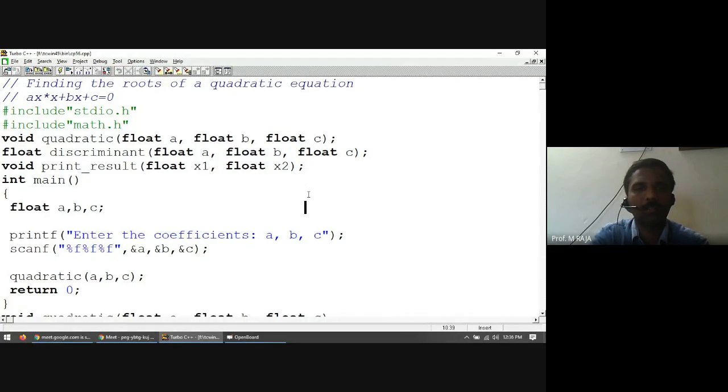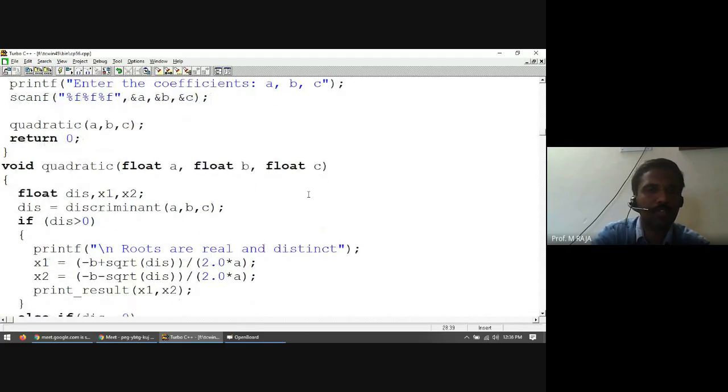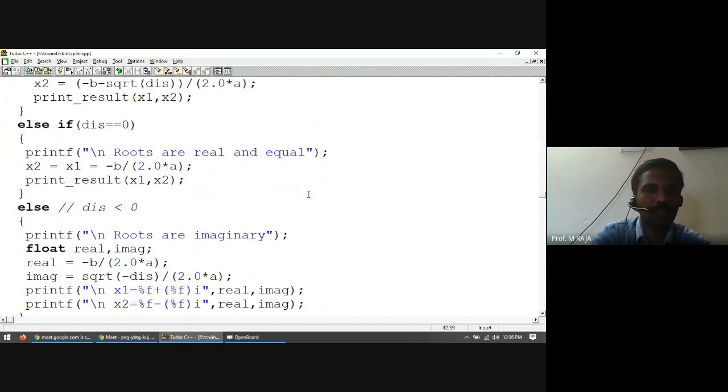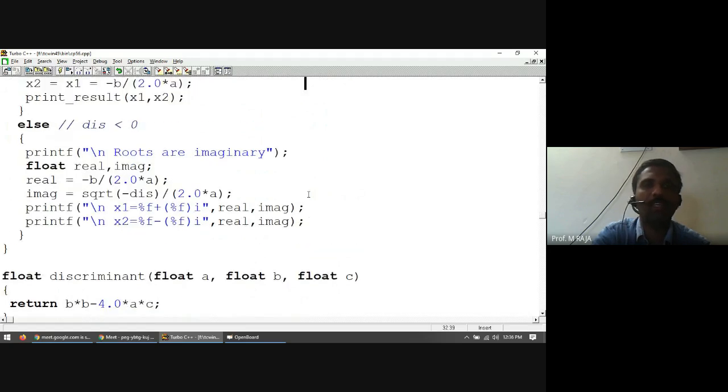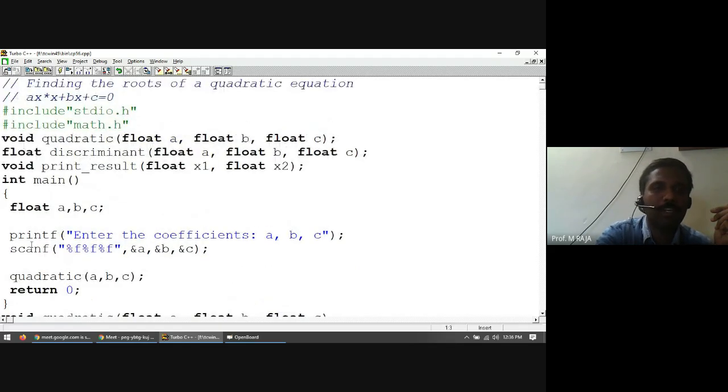Have you missed any other things? Discriminant x1, x2. Okay, real and image are locally declared here. x1, x2. In case you want to avoid the variables real and image here, you can even use the variables x1 and x2 here. x1 is equal to minus b by 2a, x2 is equal to. But logically here, real comma image should be changed into x1 comma x2. So that additional variables are going to be eliminated.